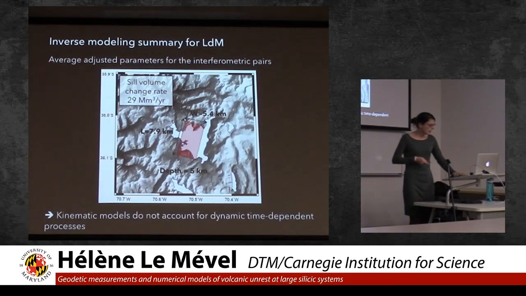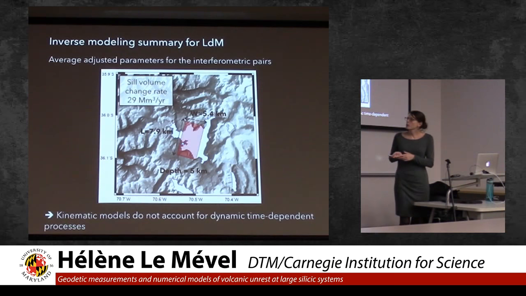We find that to explain the InSAR data set, we need this rectangular, sub-horizontal sill located more or less beneath the lake, the center here. This is the GPS station I showed you before, and I'm going to keep showing you the time series. It's located at about 5 kilometer depth to explain the spatial pattern, and it's about 5 by 8 kilometers in dimension. And what we need is a volume change rate of 29 million cubic meters per year in order to explain the deformation at the surface.